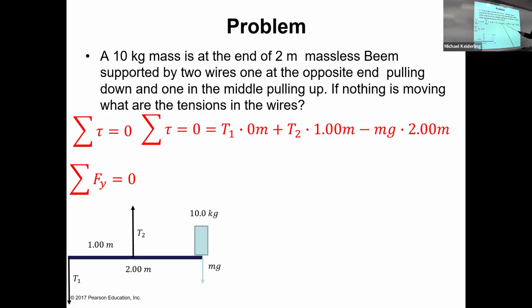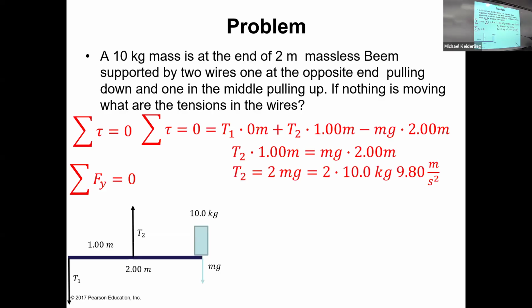So this term is going to go away. We can set these two terms equal to each other. You get T2 times 1 meter equals mg times 2 meters. So T2 equals 2 mg, or T2 is 2 times 10 kilograms times 9.8 meters per second squared. T2 is 196 newtons.